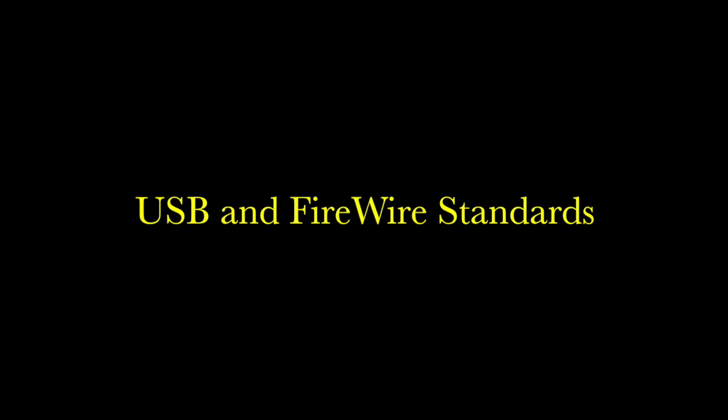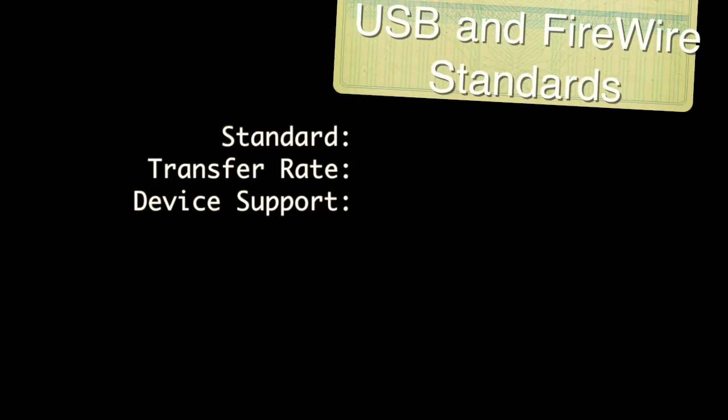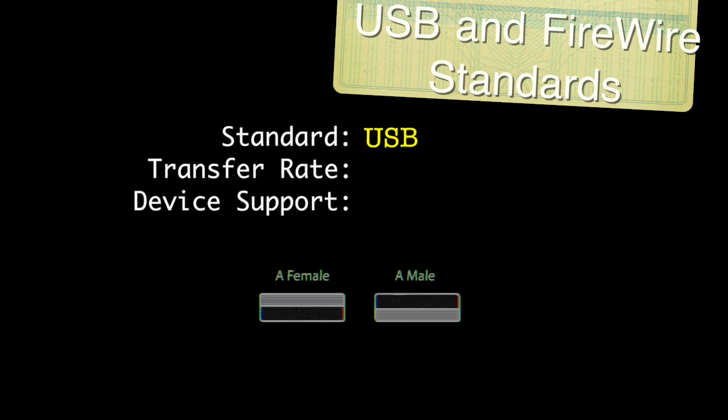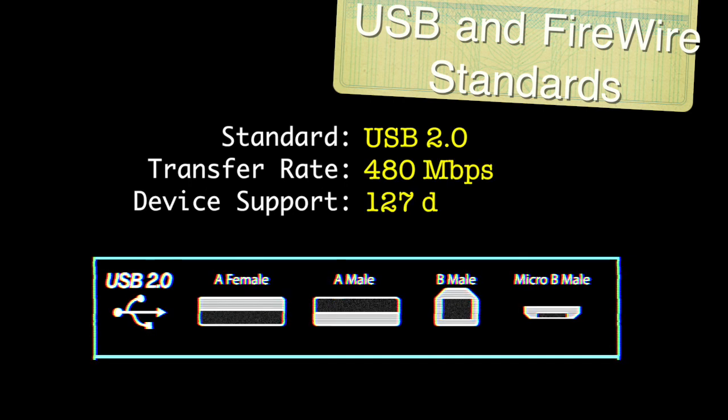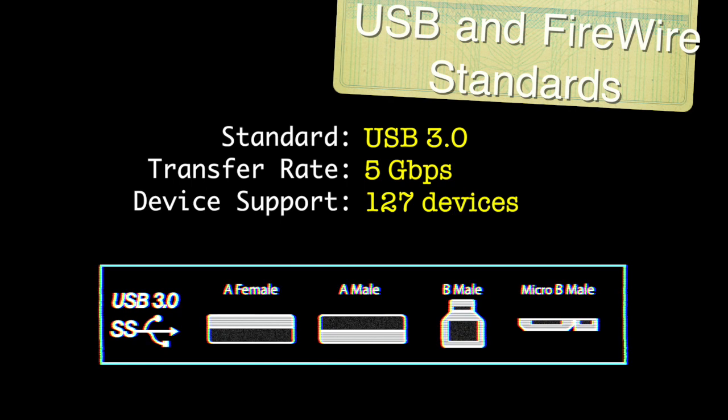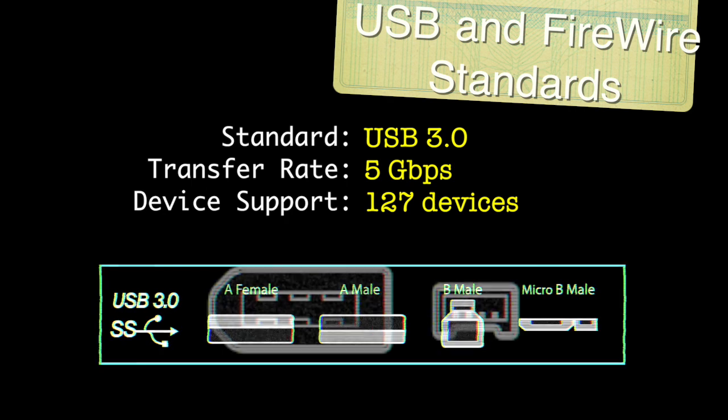The most popular ports used today on the system are the USB and FireWire ports, which allow you to connect devices such as flash drives, digital cameras, and digital video cameras. We're going to compare features of the USB and FireWire, including the transfer rate and number of devices supported. USB 1 has a transfer rate of 12 megabits per second and supports up to 127 devices. USB 2 has a transfer rate of 480 megabits per second and also supports 127 devices. And finally, USB 3 has a transfer rate of 5 gigabits per second and also supports 127 devices.